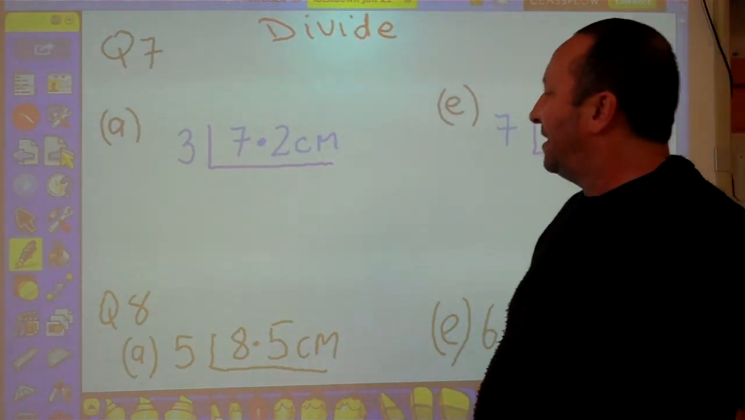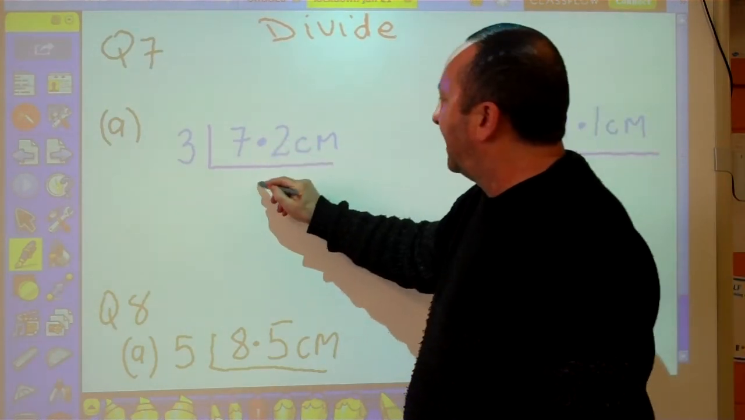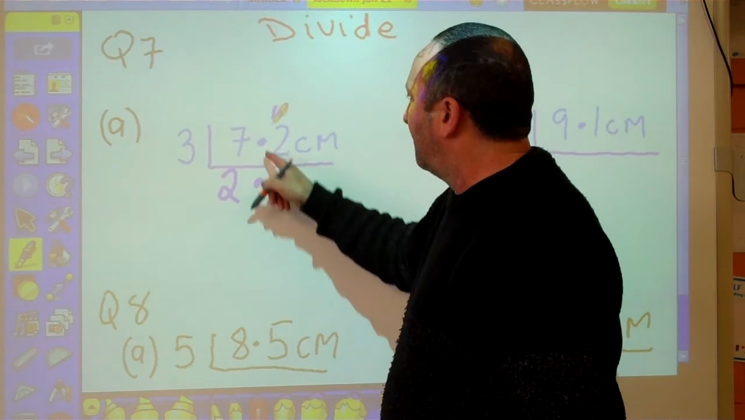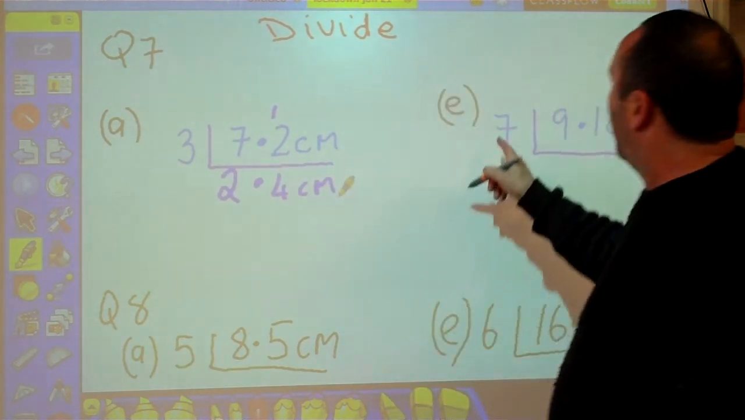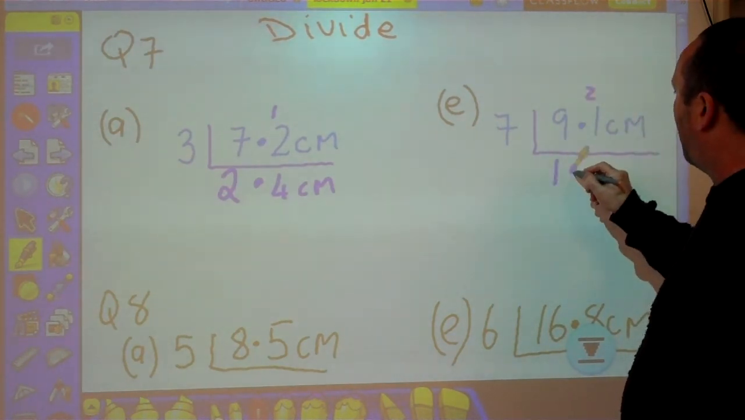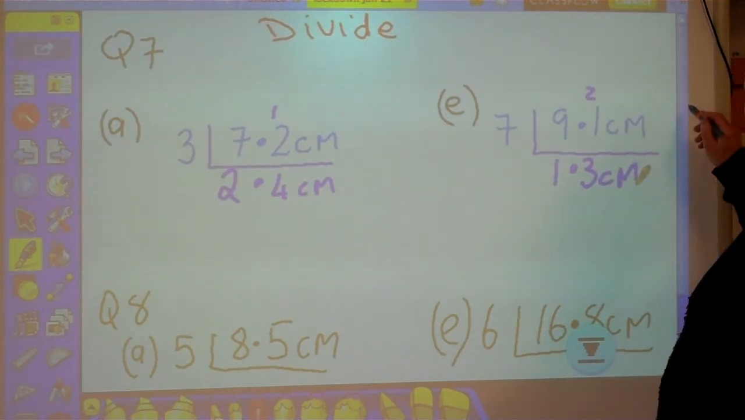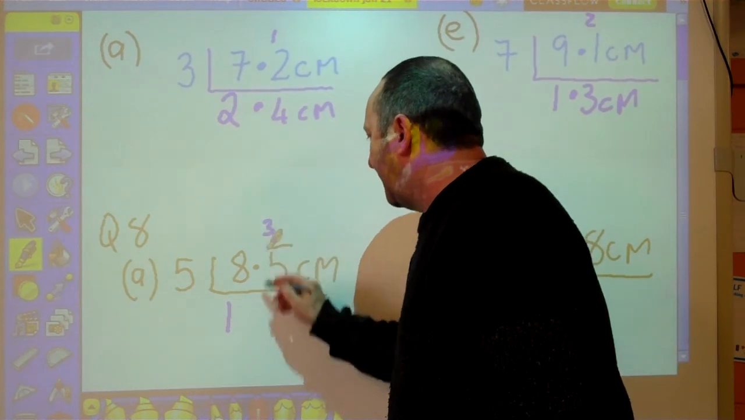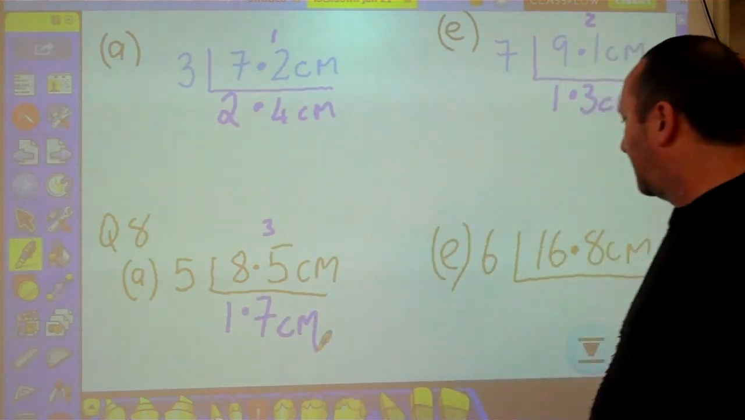Just remember, when you're doing division, as soon as you cross the decimal point, you must put it into your answer. So 3 into 7, 3 2s are 6, 1 over, put in my decimal point immediately. 3 4s are 12 cm. 7 into 9 goes once, 2 over, put in my decimal point immediately. 7 into 21 is 3, 1.3 cm. Down here, 5 into 8 goes once and 3 over. Put in my decimal point. 5 sevens are 35, and I'm working in centimeters.